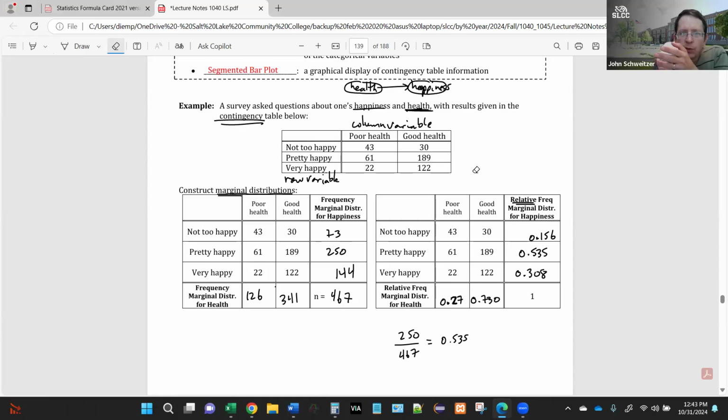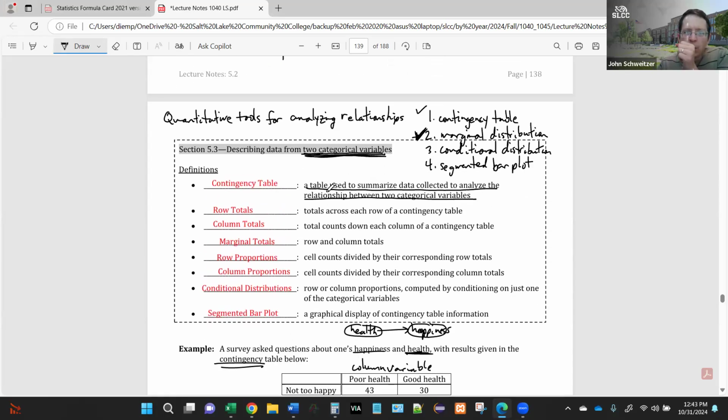So that's the marginal distribution. And again, it doesn't tell us much about the relationship between the variables, but it does help us understand the variables by themselves, right? Which is important. So the next step is to start investigating the relationship between the variables, right? I mean, that's kind of the point of the table. So we're going to move now to the conditional distribution.